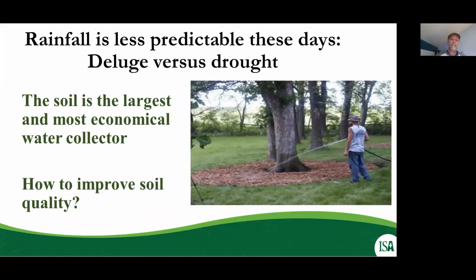Further on that note about unpredictability of rainfall, you can look at the soil as the largest and most economical water collector if it's managed properly. Urban soils being compacted and low in organic matter are going to be less able to absorb water when it does land. So how do we improve our soil quality? That's something first and foremost for almost every arborist who's working in our industry these days.